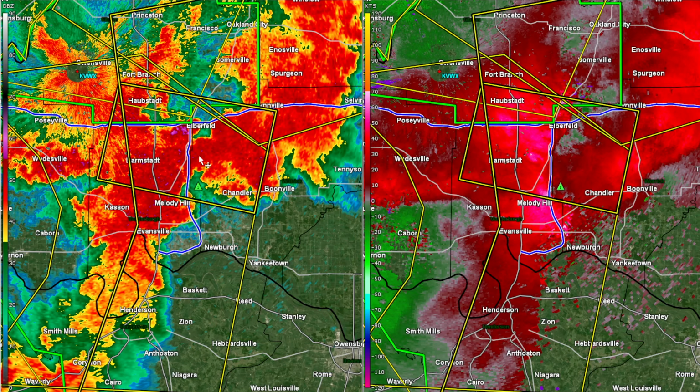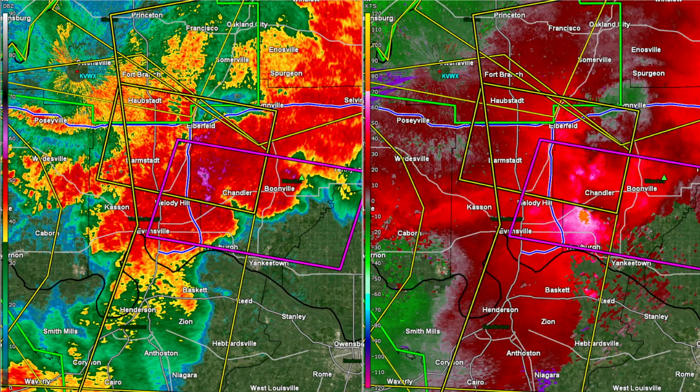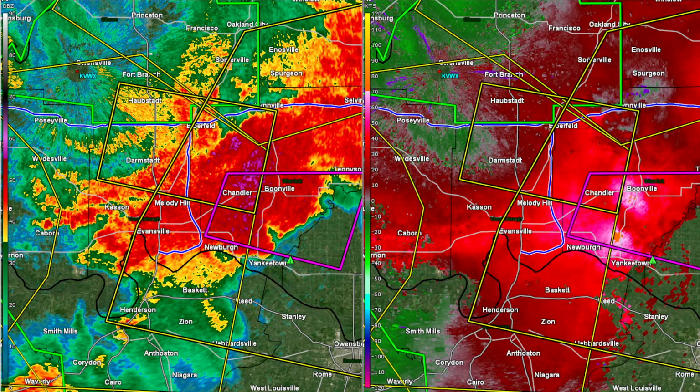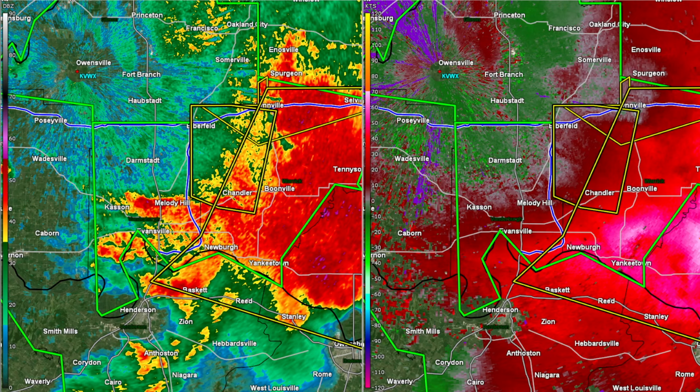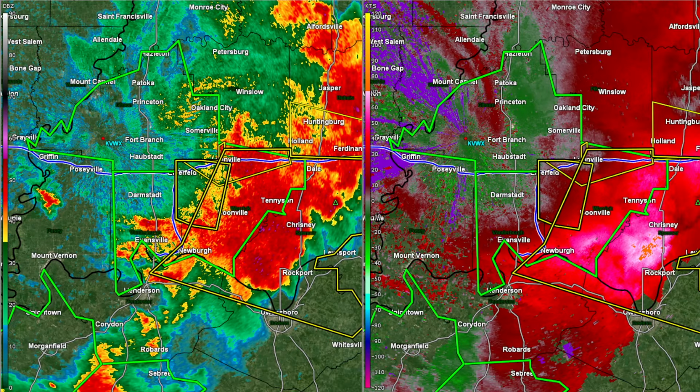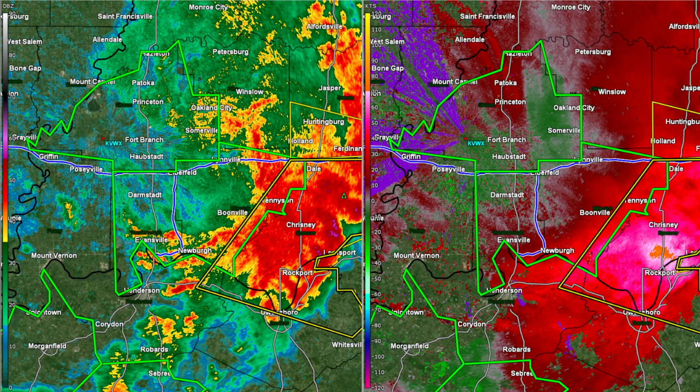And as those boundaries continue to push to the south, once it comes in contact with that third boundary, we really see stuff flare up right here, and we start to see that hook develop near Melody Hill. That's when we know that we have a tornado on the ground. Obviously, you can see that rotation continues to increase, then dissipates once it pushes into Spencer County. So that's kind of a radar view of what occurred on the 30th of July.